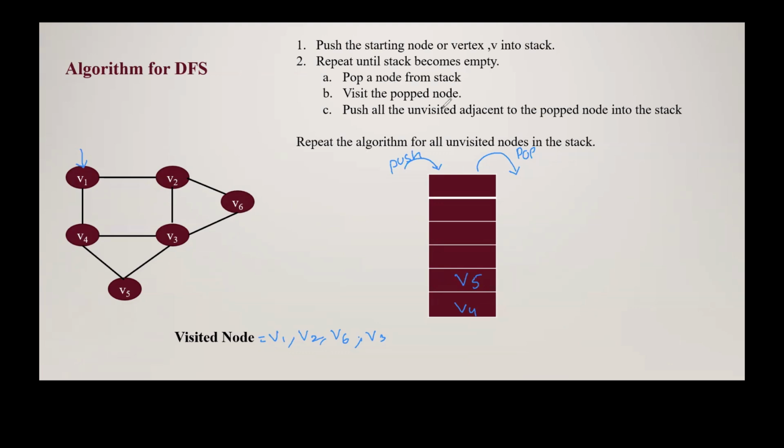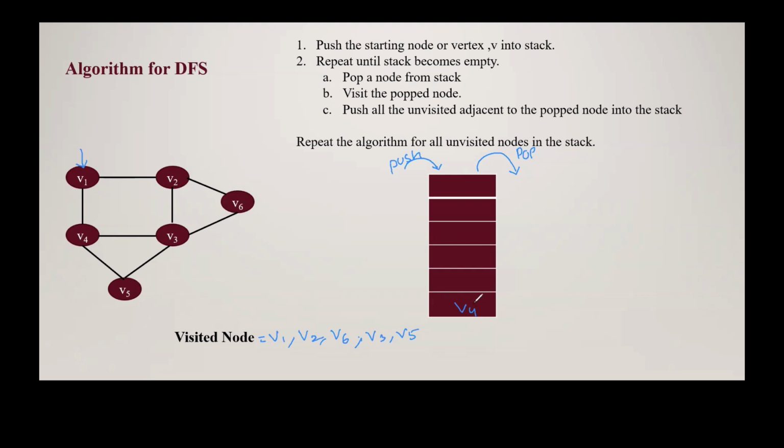Then we have to pop a node. Pop means the topmost element is going to be popped. So here we pop V5. After V5, we check all the unvisited nodes. V4 is already inside the stack and V3 is already visited. So there is no unvisited node present.